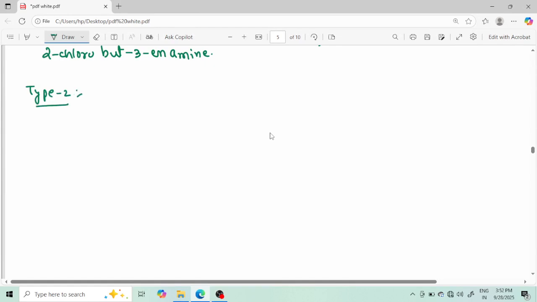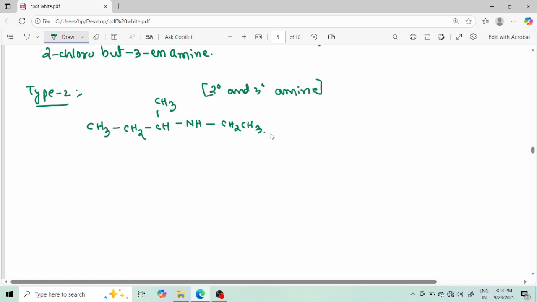Okay, now let's say I'm giving you this one, CH3 CH2 and CH CH3, then NH, and then CH2 and CH3. Here I will be using 2 degree and 3 degree amines. Now why is it slightly different? Because if you pay attention to this question, let's change it a little bit. Let's write CH and then Cl.